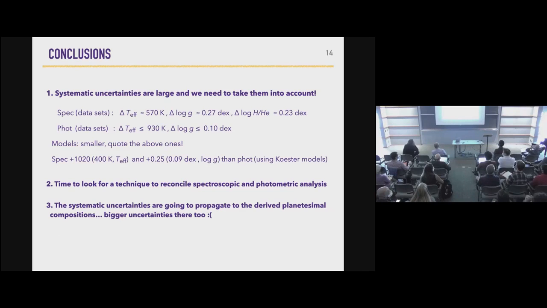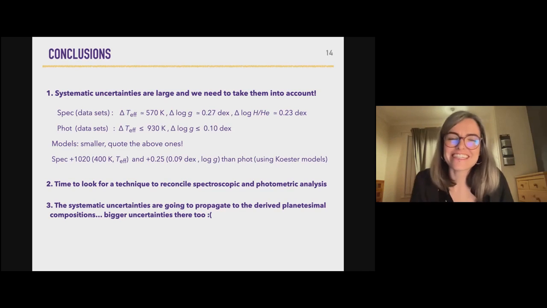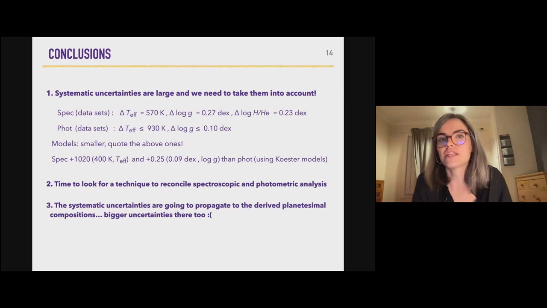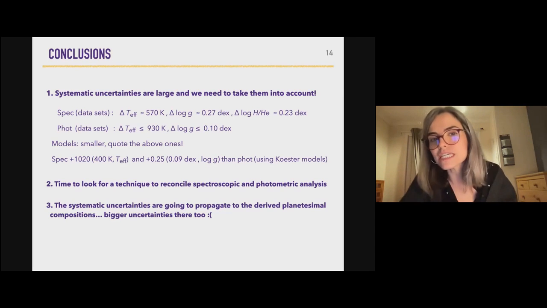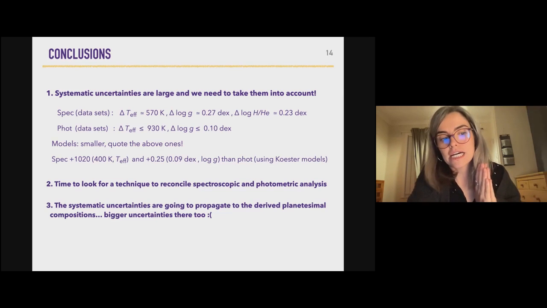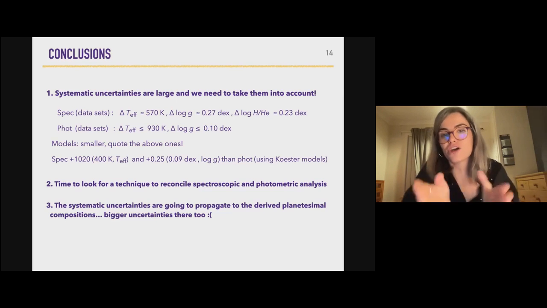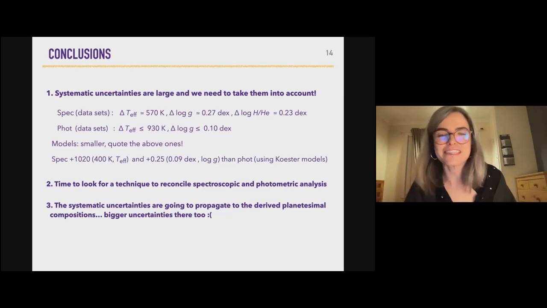So what I want you to take home is that the systematic uncertainties are quite large and we need to start taking them into account, because we have been quoting just the statistical uncertainties. And if we are in the field, we know that maybe those uncertainties are not so reliable, but people outside our field might be believing our uncertainties. So if we are able to do it, just perform some systematic analysis. If not, you can quote these numbers.